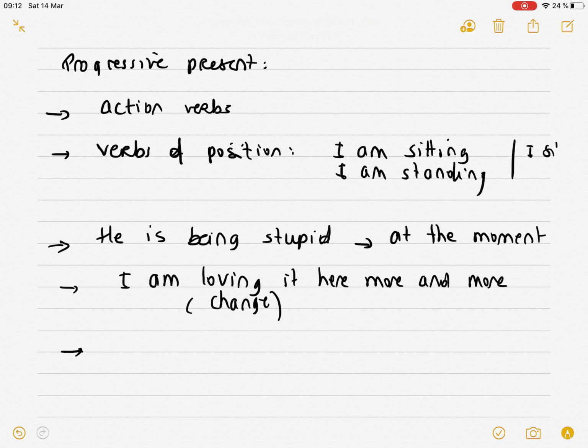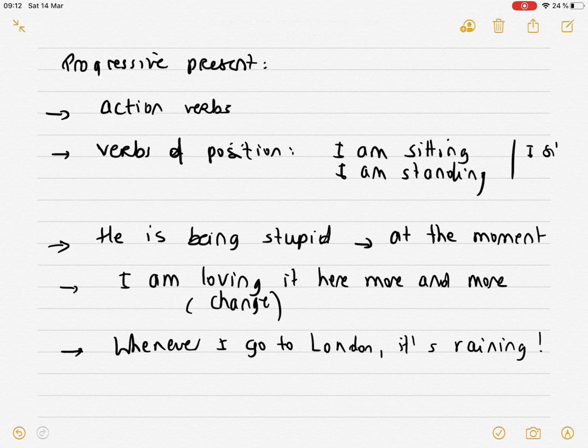We said that when we were talking about habits, we would have to use the present simple, but it happens that you might say, whenever I go to London, it's raining. What you're describing here is that when you get to London, it's already raining. When you get, it's a habit. So if it's a habit, you could say, whenever I go to London, it rains. That would be a fact. That would be a habit.